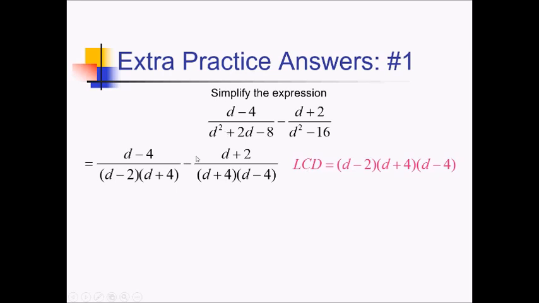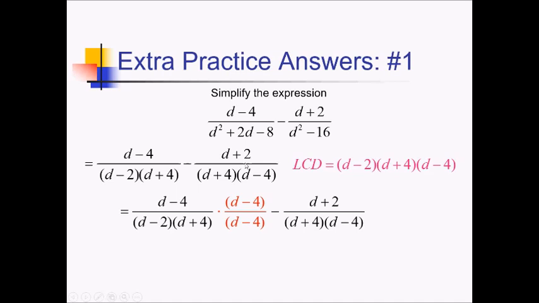We're going to multiply each fraction by whatever it needs to get those 3 factors now. That first fraction is missing the d minus 4 piece of this. So I have to multiply this by d minus 4 over itself. We have to do it over itself here because we're really just multiplying by 1, so we're not truly changing the value of anything. And now the other fraction that we're subtracting is missing a d minus 2, so let's multiply by d minus 2 over itself.